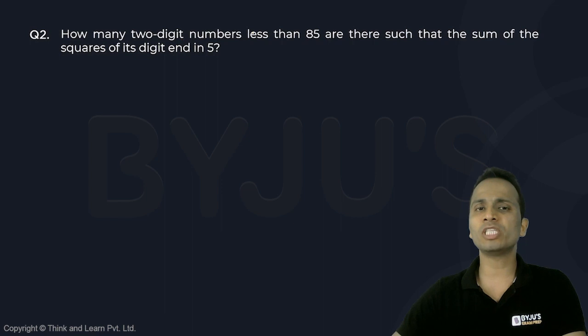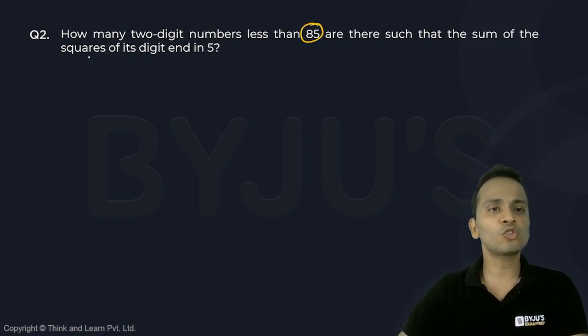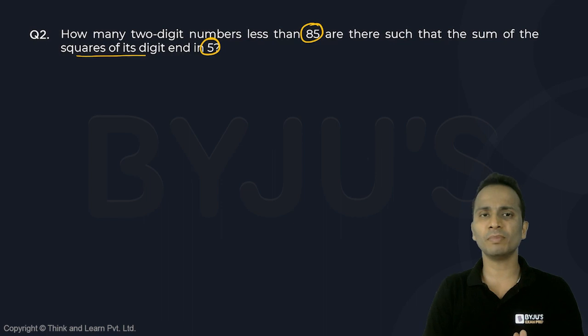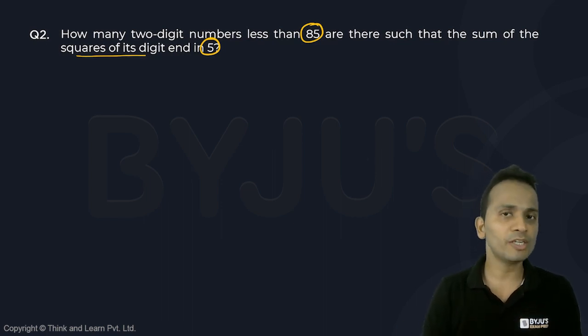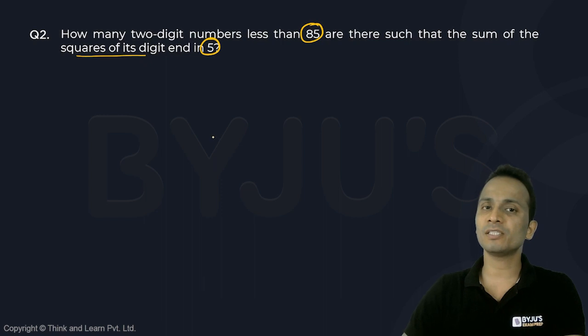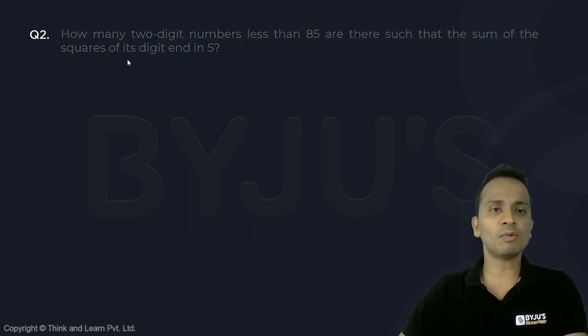First of all, it's a two-digit number less than 85, such that the sum of the squares of its digits ends with 5. Okay. Now the number has to be a two-digit number. It has to be less than 85, and the sum of the squares of the digits should end with 5. Now, first of all, we'll make all the possible cases in which this can happen. Okay. Now, I want the sum of the squares of the digits to end with 5.